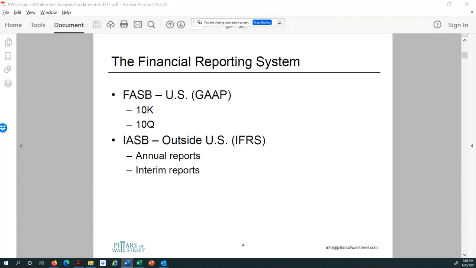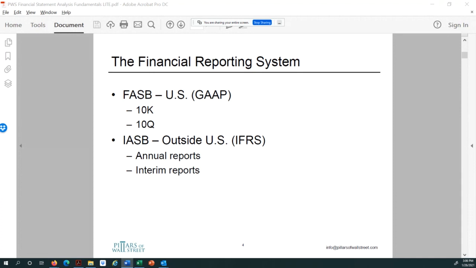First, we have FASB and US GAAP. The organization which establishes and improves accounting standards in the US is called the FASB, the Financial Accounting Standards Board. The accounting system itself is known as GAAP, Generally Accepted Accounting Principles. In the US, every single public company, and there are thousands of them, has to file an annual report at the end of every fiscal year. That's called a 10K. Every public company also has to file three quarterly reports. Those are the 10Qs.